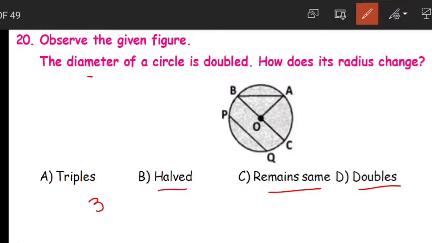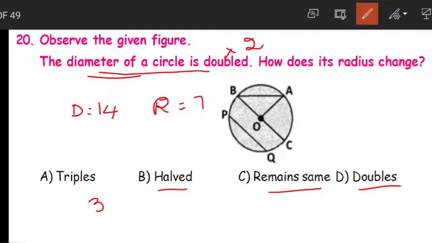Now what is the question here? The diameter of a circle is doubled. Doubled means multiplied by 2. For example, if you take the previous question only, the diameter was 14 centimeters and the radius was 7 centimeters. We found out. Now, if we double the diameter, that is 14 multiplied by 2 will be equal to 28 centimeters.